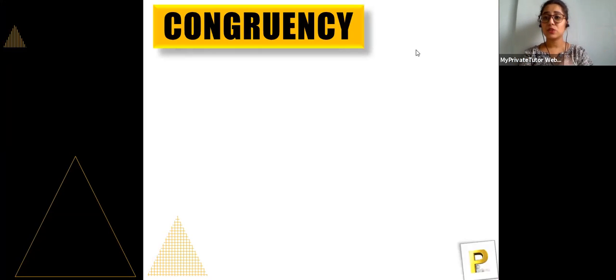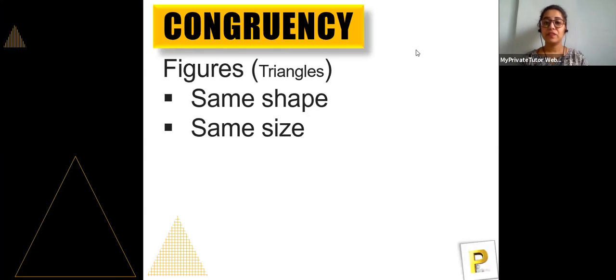Okay, let's take a quick recap of the part of the ninth standard, that is congruency. Now, what does congruency mean? Congruency means figures having the same shape and same size. If we talk about a pair of chappals, the shape is the same and the size is also the same. So both the chappals are considered to be congruent.